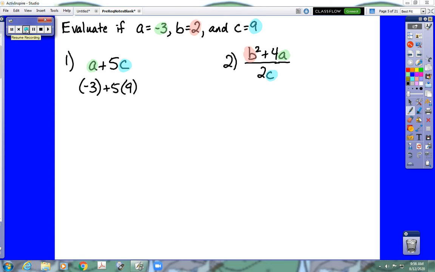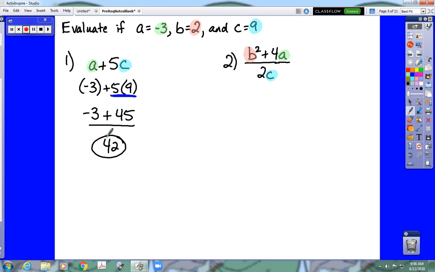Okay, so then next what we're going to do is carry out our order of operations, which means we're going to do multiplication next, 5 times 9. So we have negative 3 plus 45. Then we'd carry out that addition to get 42. Same thing over here, we're going to plug in 2 for b. So that would be 2 squared plus 4 times a, which is negative 3, over 2 times c, which is 9.